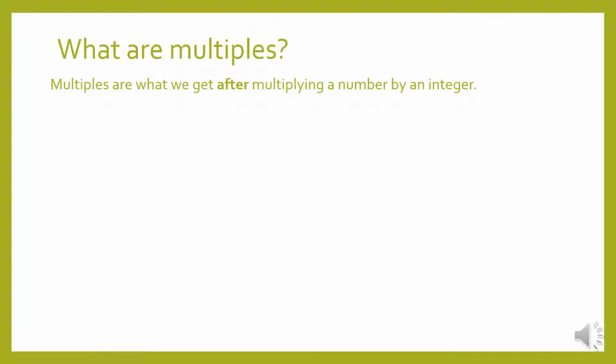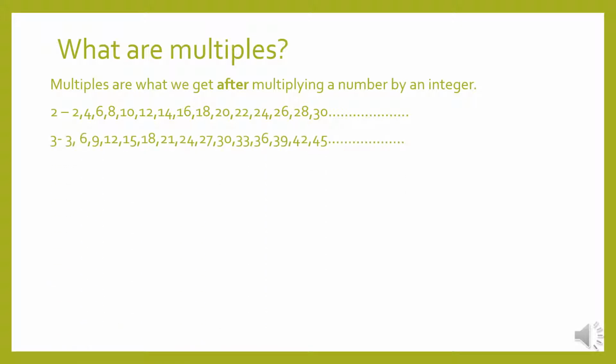So if I ask you for the multiples of 2, what do you have to think of? Think of your tables. So the multiples of 2 are 2, 4, 6, 8, 10, 12. It's continuous, it's endless. What are the multiples of 3? Think of tables. 3, 6, 9, 12, and so on.